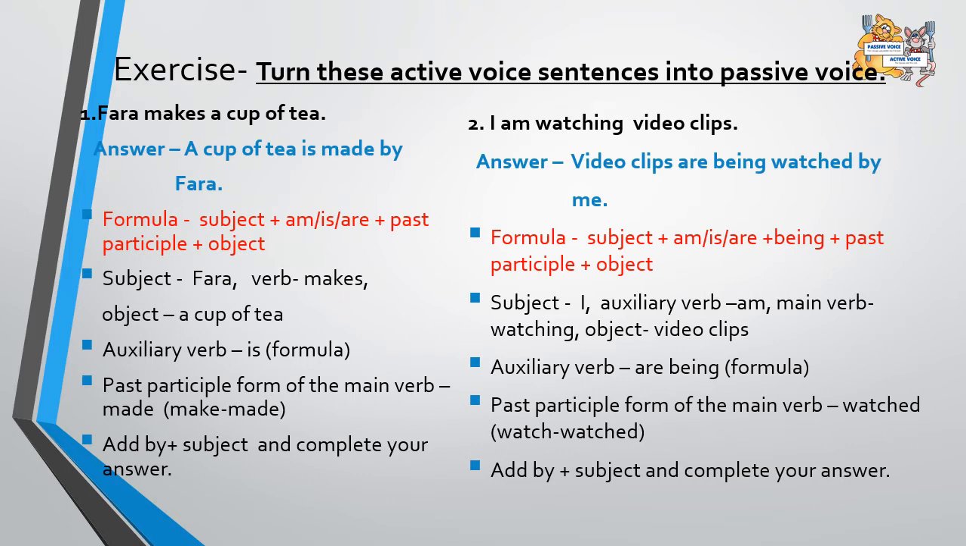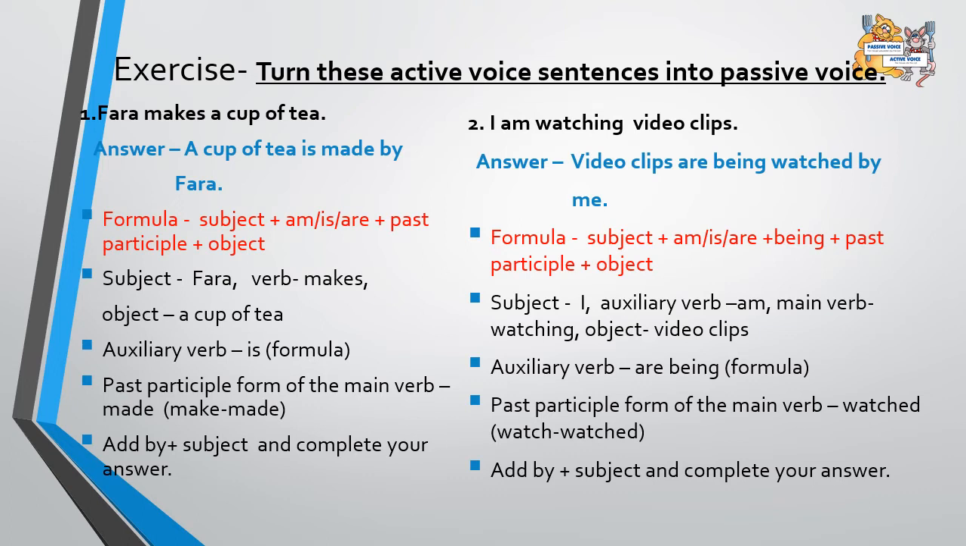In this sentence, Farah is the subject, makes is the verb and a cup of tea is the object. Now you should begin the passive voice sentence with the object, that is a cup of tea. Now we select the auxiliary verb is from the formula because the object is singular. The past participle form of the main verb make is made. Now you should add by and the subject to complete your answer. So the complete answer is a cup of tea is made by Farah.